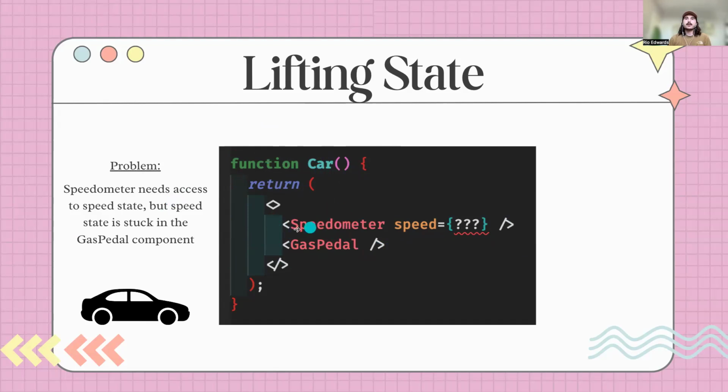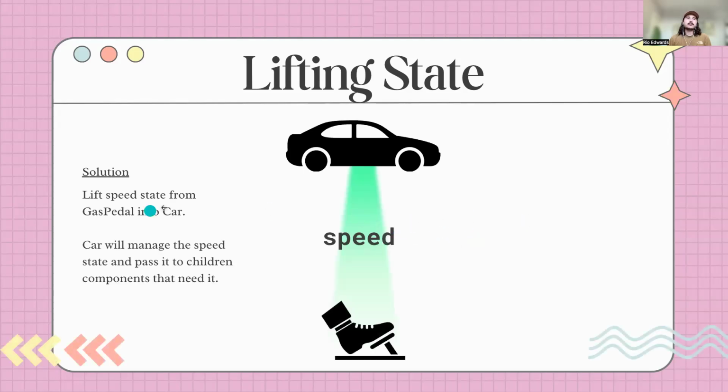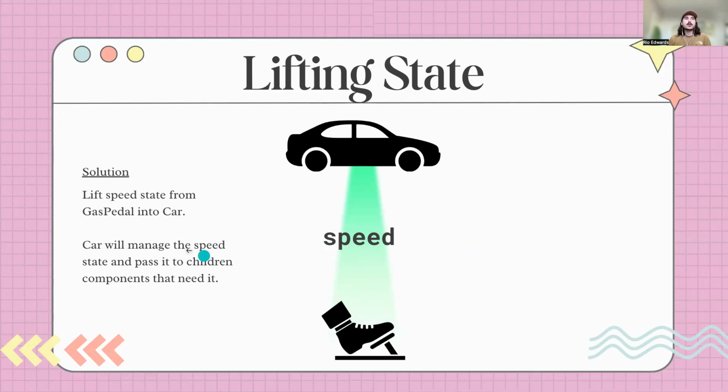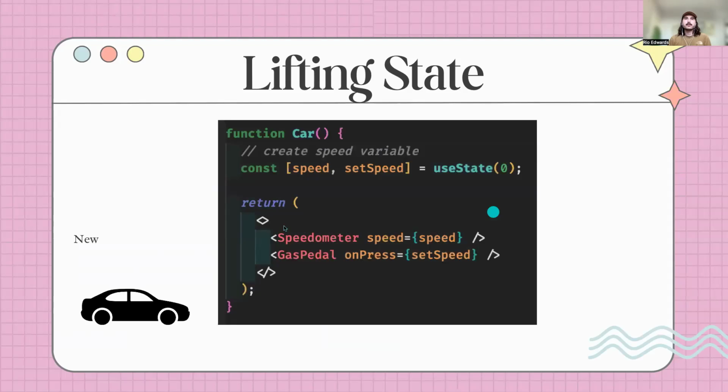So how do we get access to the speed component in car so that we can pass it into the speedometer? Lifting state. So here our UFO has become the car. The car is lifting the speed variable out from the gas pedal component. So the car will now manage the speed, and it will pass it to the children components that need it. And I'll show you what that looks like.